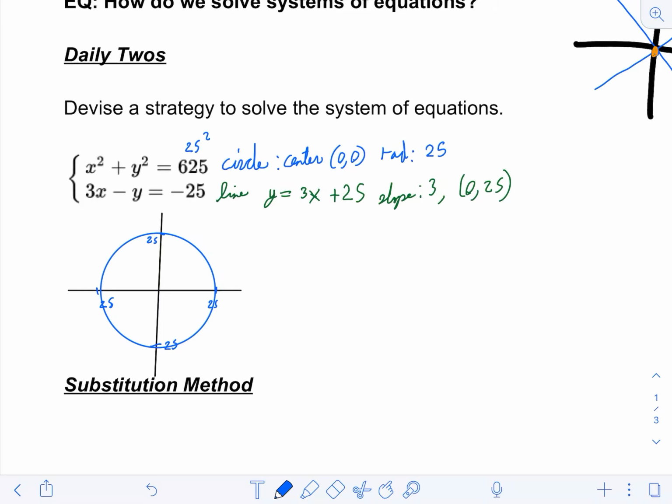So we got our circle, and then we have our line, and the line goes through the point 0, 25. So it looks like we already know where one solution to the system of equations is, and it's got a slope of 3. So it's going to go down like this. We don't know where the second solution is. It's probably in quadrant 3 somewhere. Not too sure exactly what those details are, but we know it's somewhere around there. So we know that there's going to be two solutions to this system of equations, and we already know where one solution is.